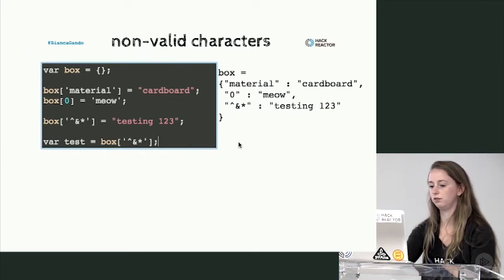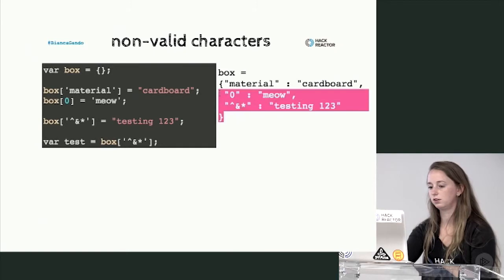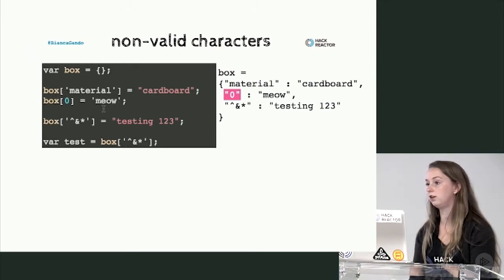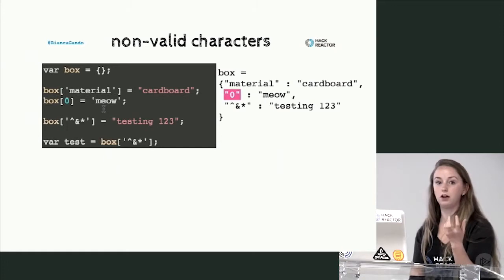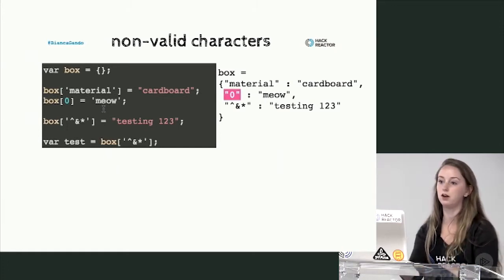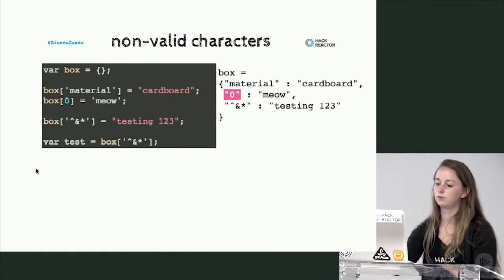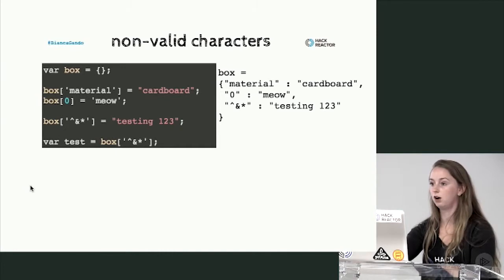Cool, and here's a picture of what our object looks like. Notice that our numbers, even though we passed them in as numbers, are actually stored as strings. Under the hood, whenever you use bracket notation, it's stringifying. Once it evaluates the expression, it's going to stringify those values, even if it's a number, an array, or a function, because those are objects under the hood.